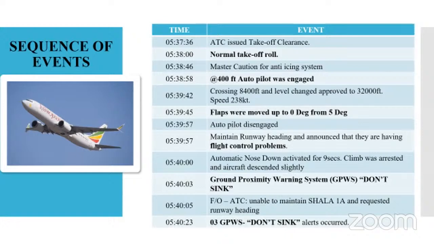Due to the angle of attack deviation, an aircraft nose down movement was activated by the MCAS system and the climb was arrested, and it descended. The nose down deviation happened thrice during this event, and the pilot tried to recover it, causing the pitching oscillation of the aircraft. Next slide, please.